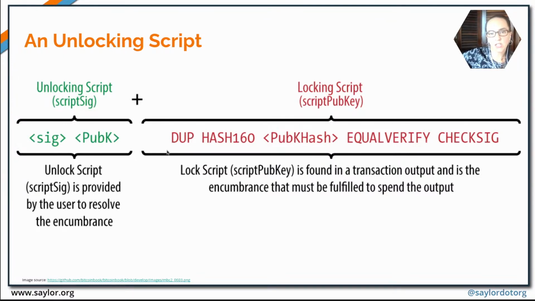So this is what a locking script looks like. This is what the unlocking script looks like. Here's a signature, here's a pub key. That unlocks this. At the moment, if you haven't read through this chapter of Mastering Bitcoin three times already, you might be looking at this going, but how does that unlock that? What's happening there, right? And so we'll walk through it step by step.